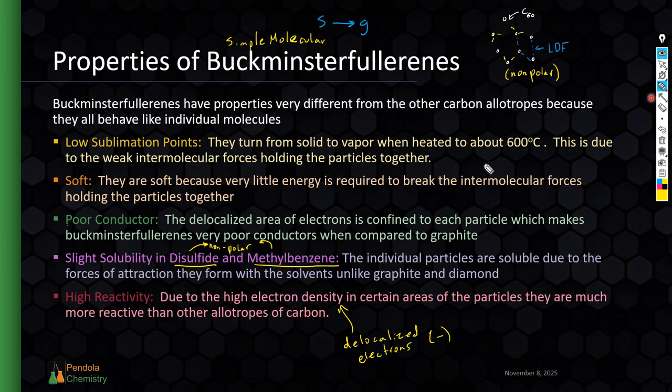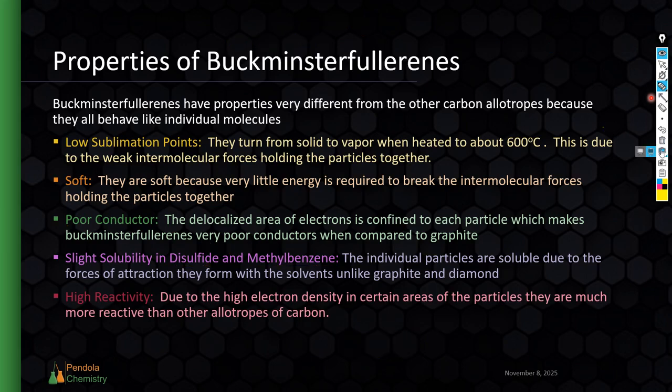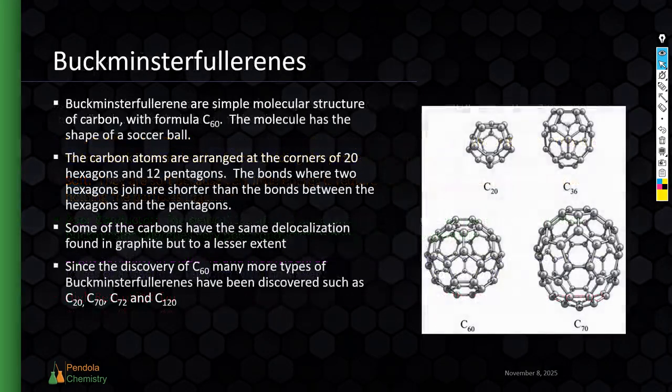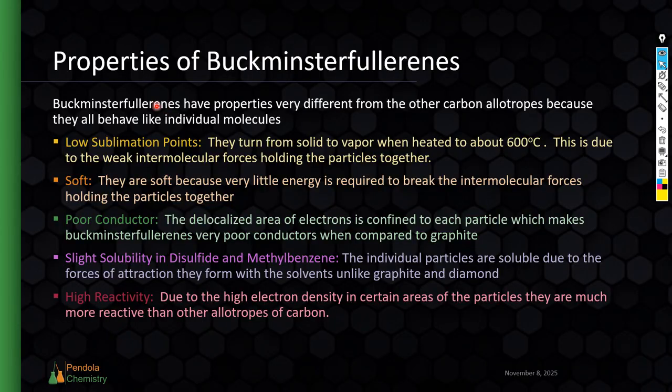These Buckminsterfullerenes, which are these little sucker balls made out of carbon. And they come in different types based on how many carbon atoms they have. And these little sucker balls have the localized areas of electrons because all of their carbon is sp2 hybridized. And because of that, they have these properties. Low sublimation points because the only thing holding one sucker ball to another, one Buckminsterfullerene particle to another, is weak intermolecular London dispersion forces. They're soft because of the same reason. The London dispersion forces are easy to break.